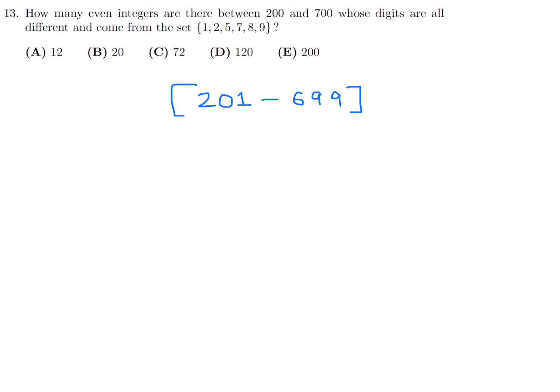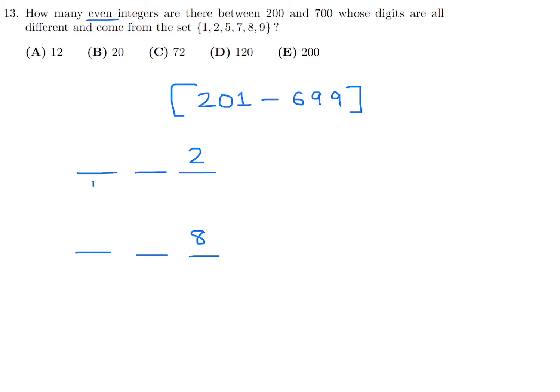Now we have to create a 3-digit number, obviously, and that has to be even. So if it's even, the last digit from this set is going to be either a 2 or an 8, because the last digit must be that in order for the number to be even. So these are our scenarios. Either it's a 2 or it's an 8. So let's talk about each of these.